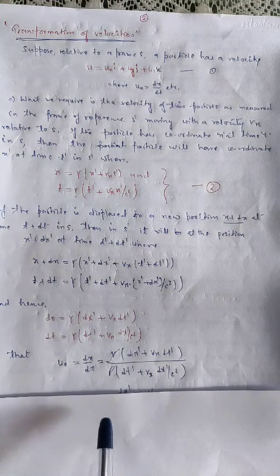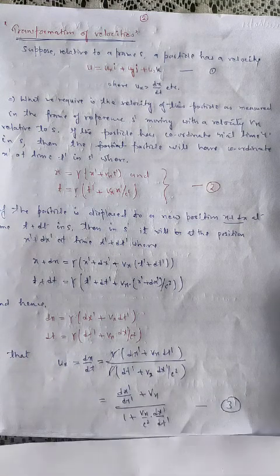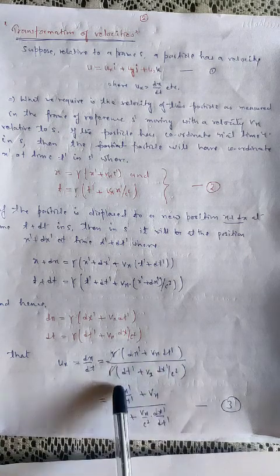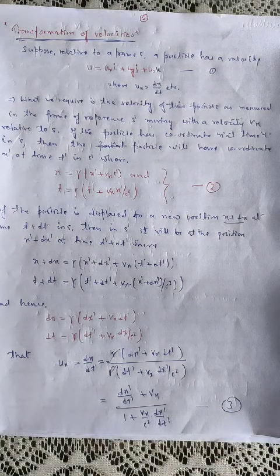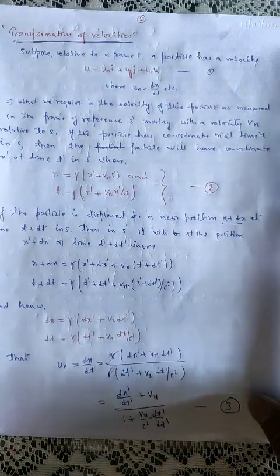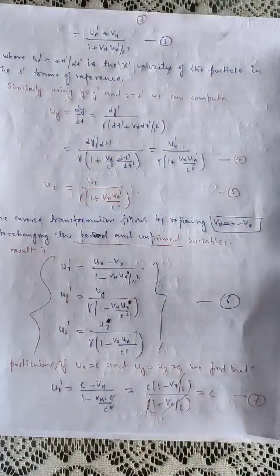Now simply dividing these two relations, we have dx prime plus vx dt prime divided by dt prime plus vx dx prime divided by c square. Dividing the numerator and the denominator by dt prime, I could represent dx prime divided by dt prime as ux prime. So ux is equal to ux prime plus vx divided by 1 plus vx ux prime divided by c square, where ux prime is equal to dx prime divided by dt prime, the x velocity of the particle in the frame of reference S prime.